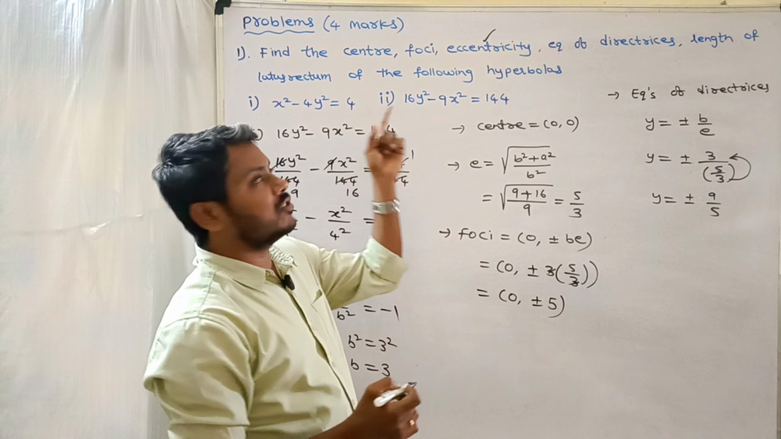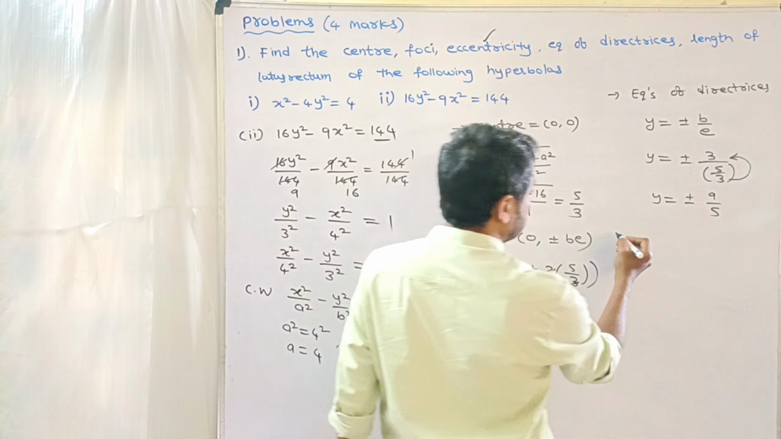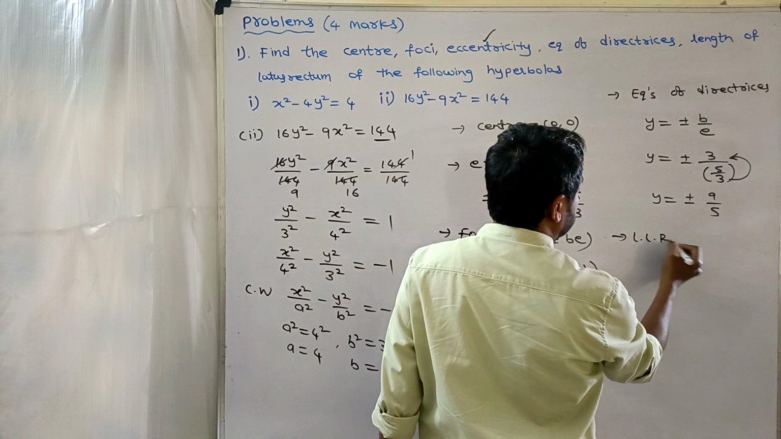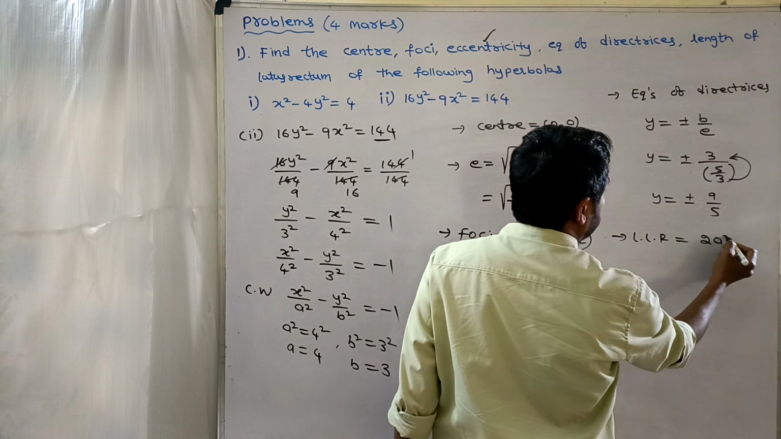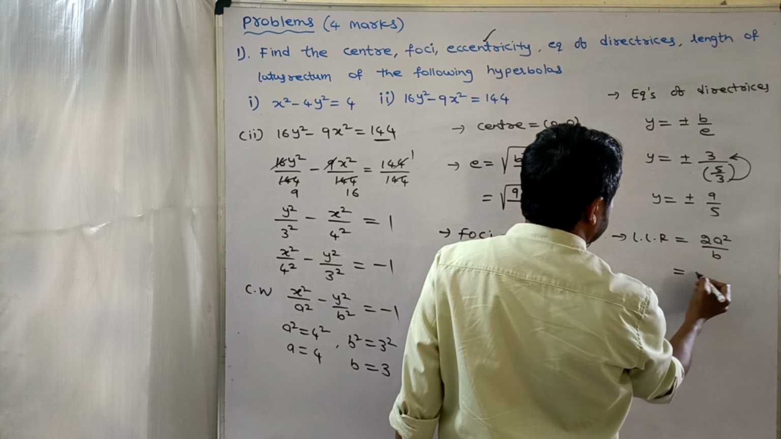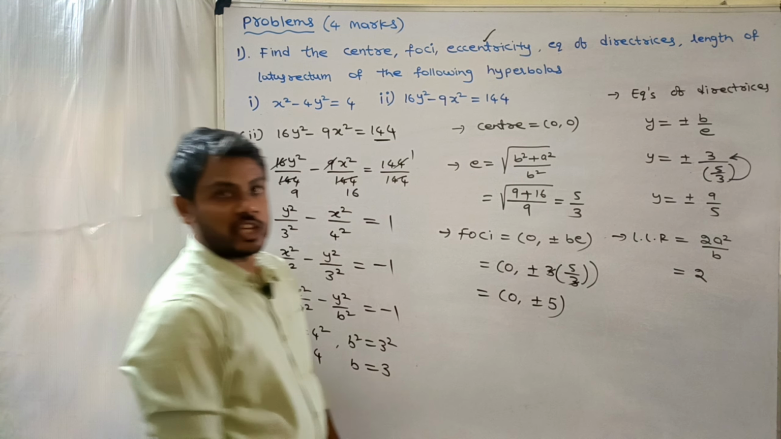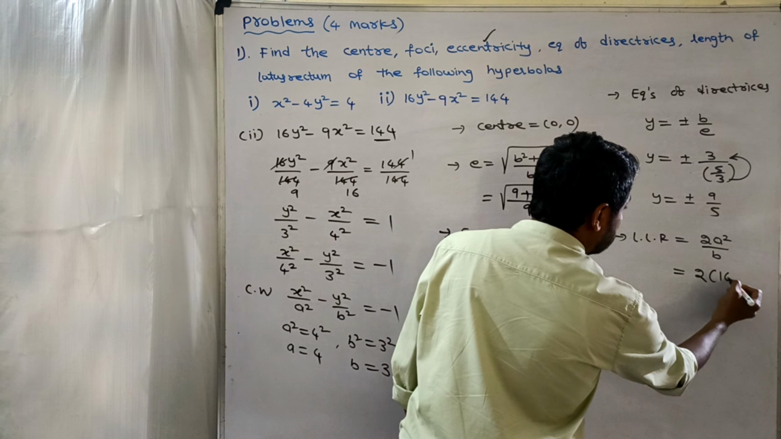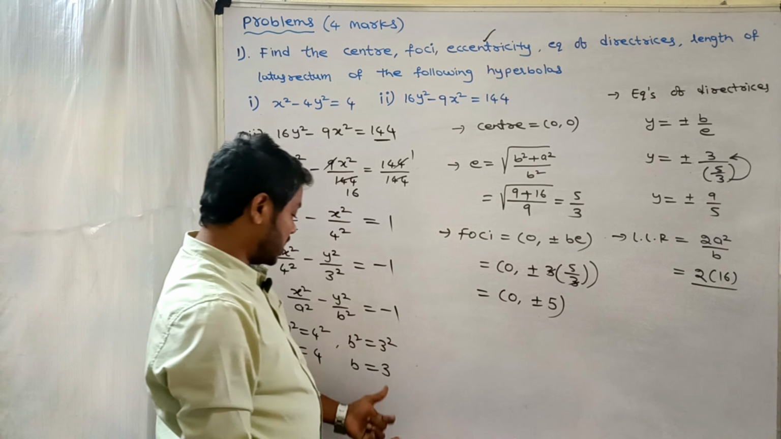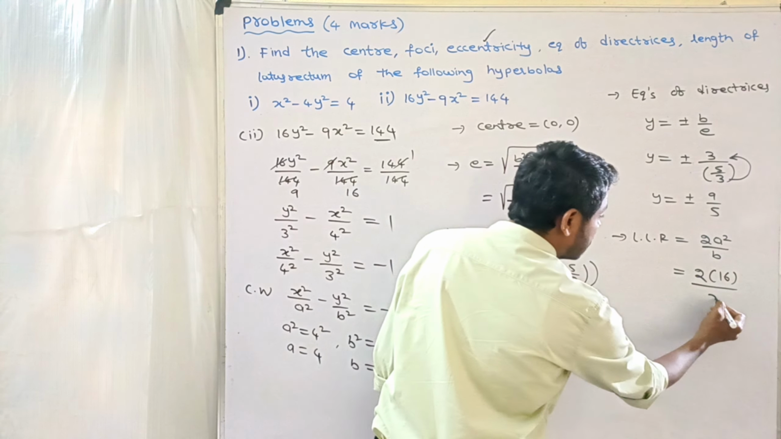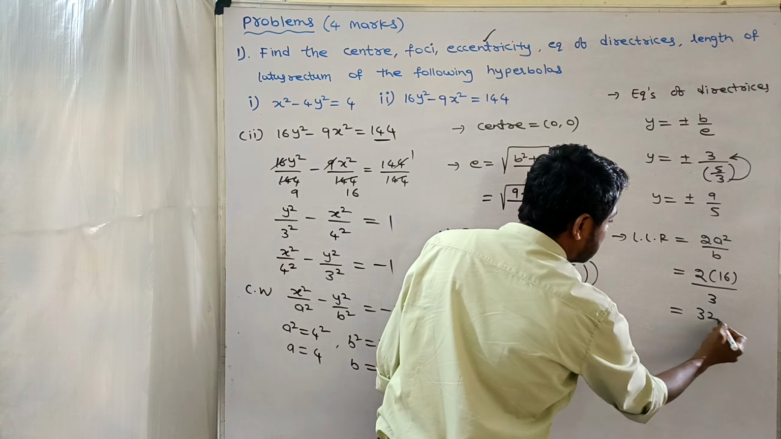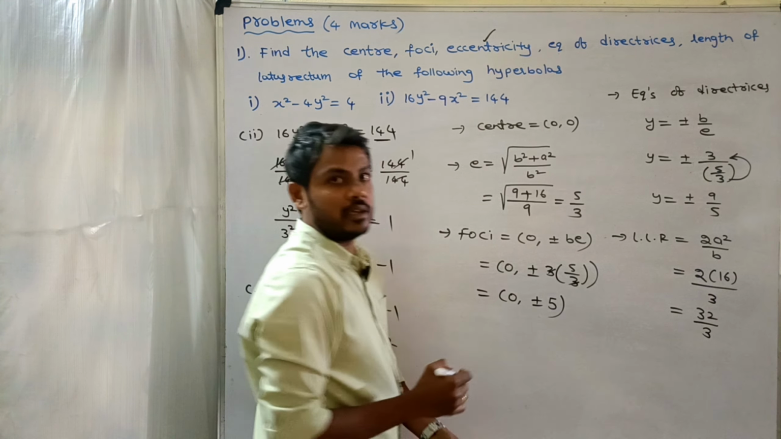Next you can find the length of the latus rectum. So we know that the length of the latus rectum is equal to 2a² by b, which is equal to 2 into, what is the a² value? 16, divided by the b value, what is b? 3. Clearly the length of the latus rectum is 32 divided by 3.